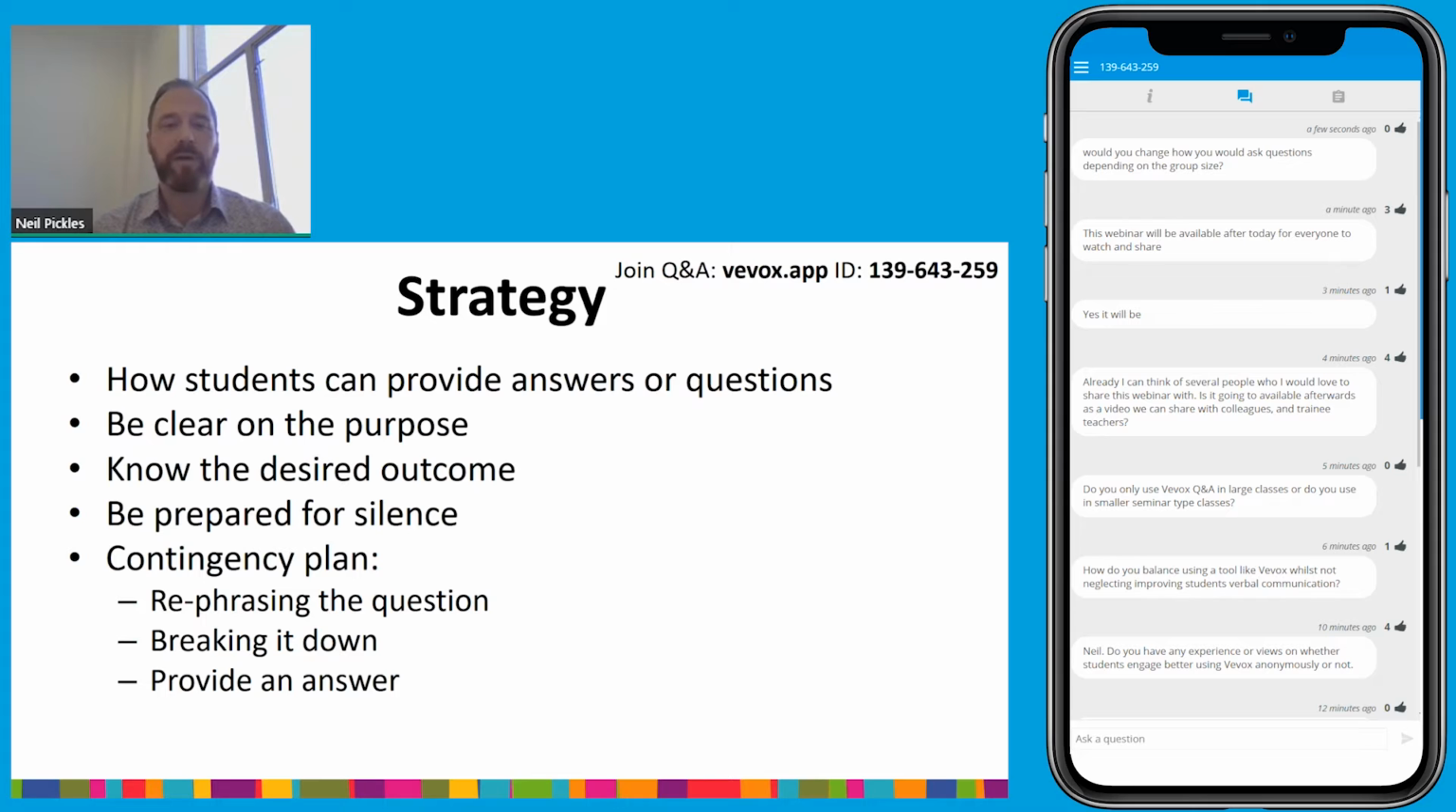Always have a contingency plan. Rephrase the question. Break the question down. If it's a complex question, can you break it down into sections? Another one is providing an answer. So you can provide an indicative answer and then build on this. So always have a contingency for what you would do.